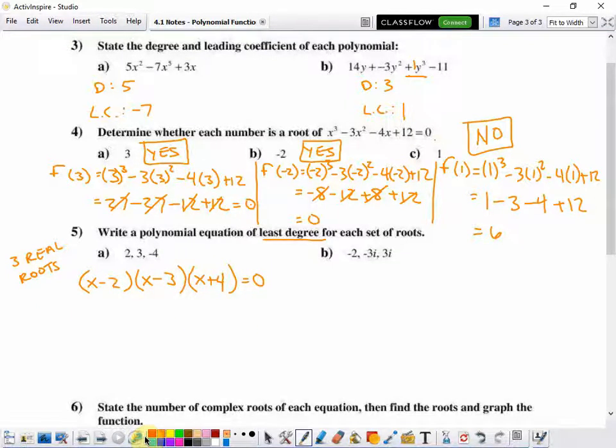So now I need to turn this into my equation. It is an equation already because it's equals 0, but we're going to simplify this into a polynomial equation of the least degree. So x times x, x times negative 3, and negative 2 times x would combine to make negative 5x. And then negative 2 times negative 3 is plus 6.